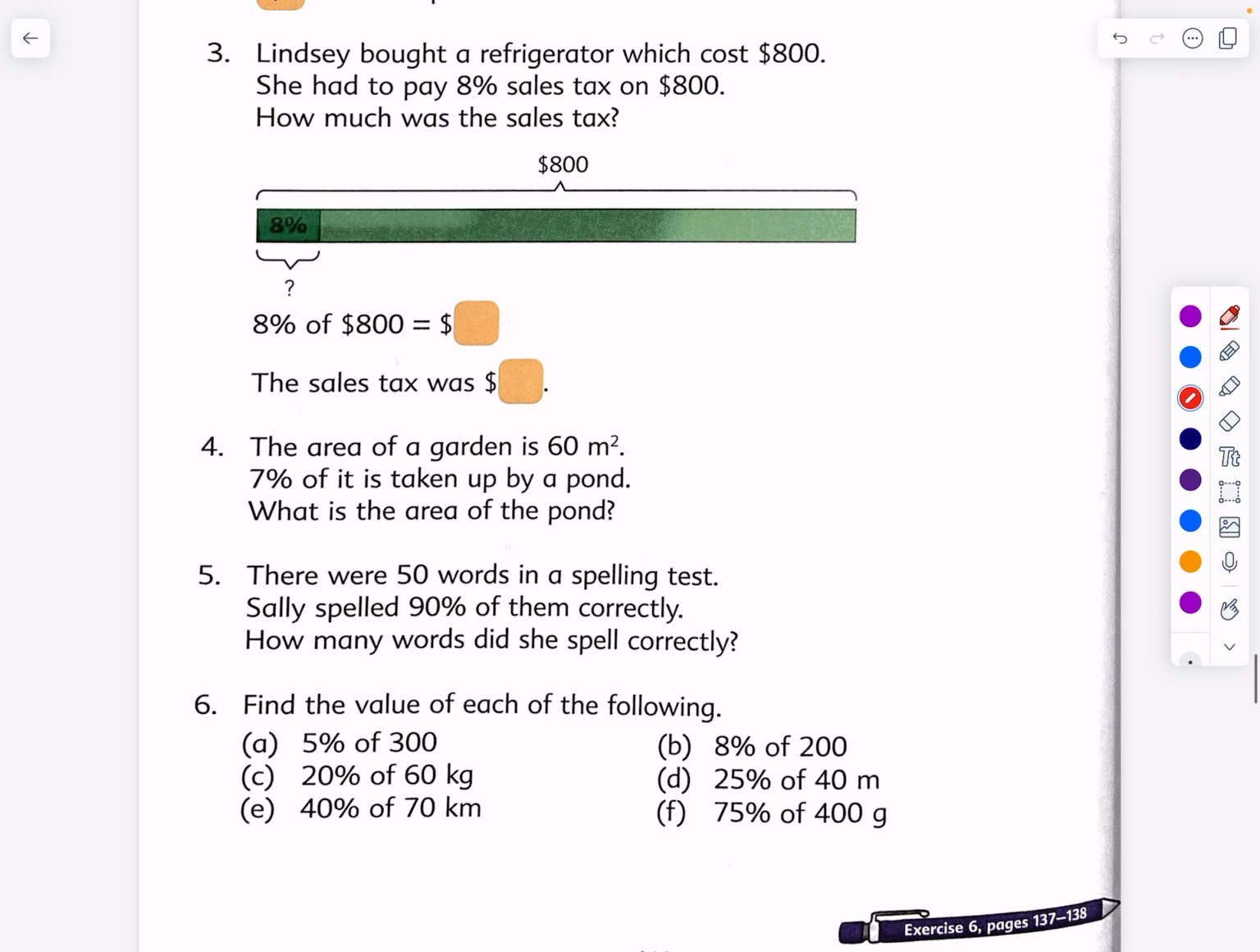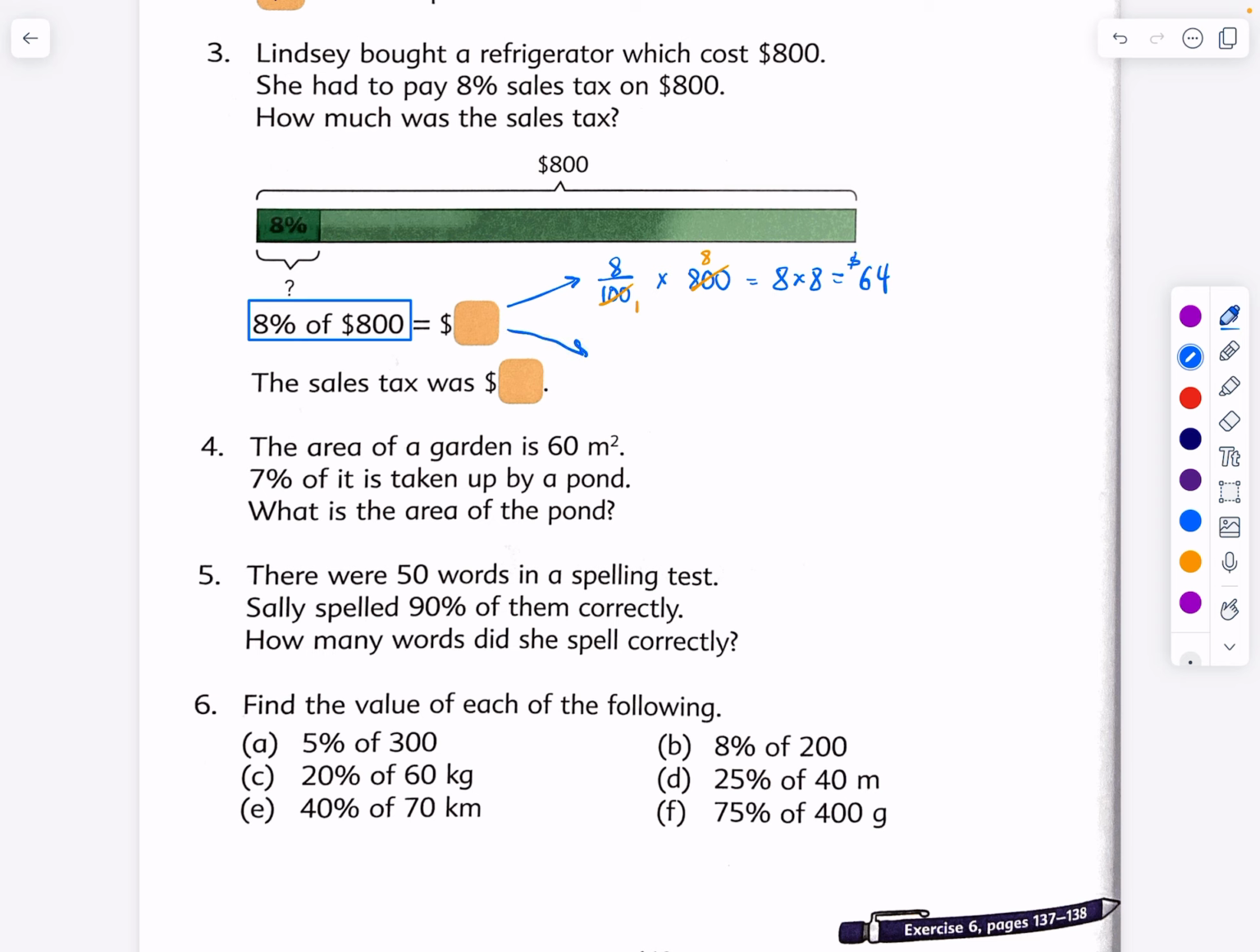Next word problem. Lindsay bought a refrigerator which cost $800. She had to pay 8% sales tax on $800. How much was the sales tax? Well, we write 8% of 800. Now, again, one way to think about it, we can say 8 out of 100 of 800. And then, of course, we start simplifying. 800 and 100 reduced to 1 and 8. And therefore, the answer is 8 times 8 equals $64.